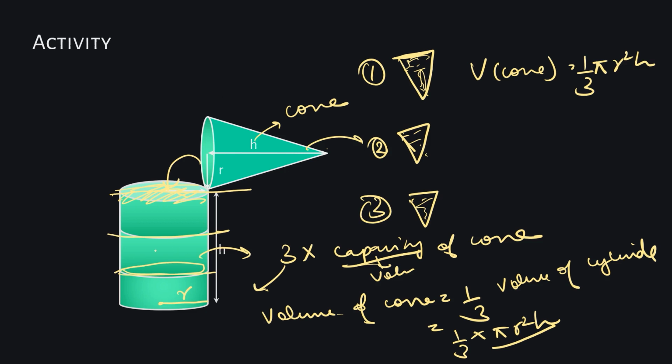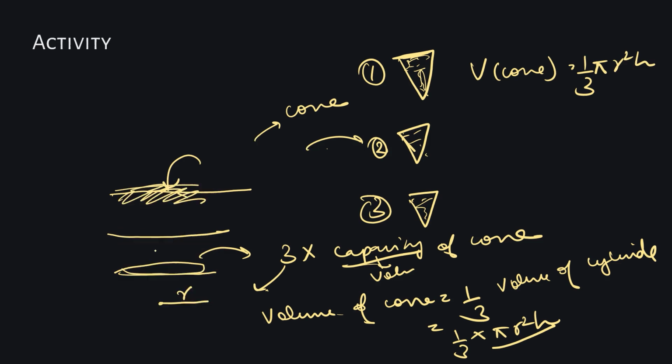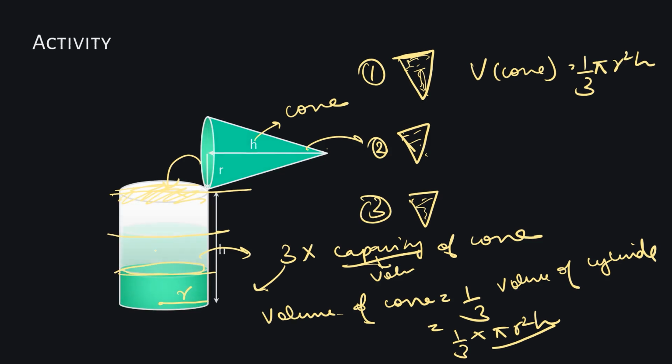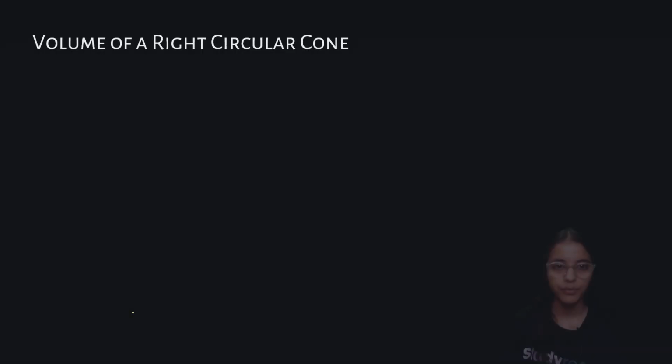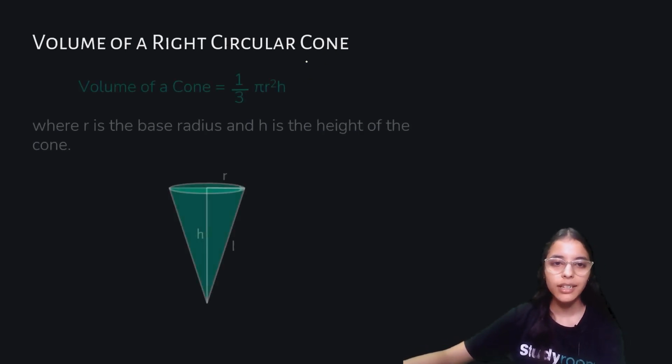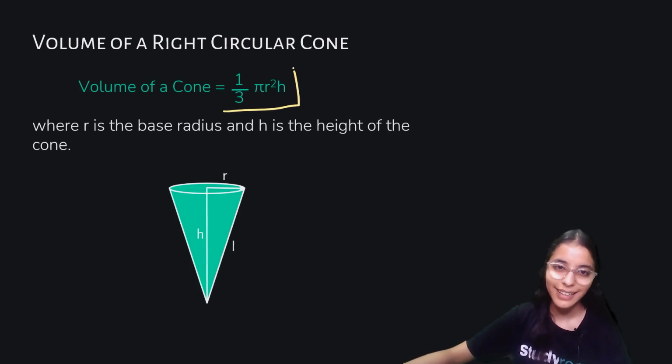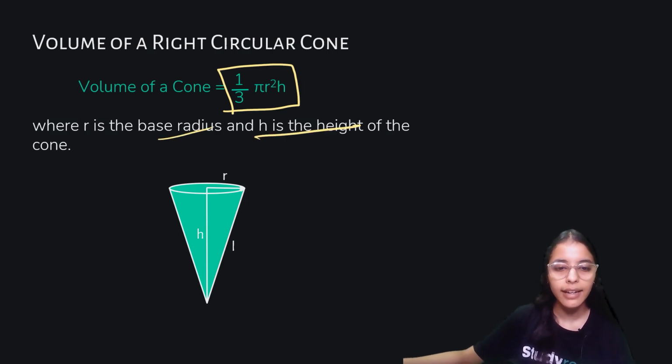And as you saw in the animation, first we filled it up once, then twice, and then thrice, and it got completely filled. Now let us see the volume of a right circular cone, but we have already proved that in the activity. Let us see it in a cleaner way, written as this, where r is the base radius and h is the height. Slant height is also here, but slant height does not have a role to play in our volume.